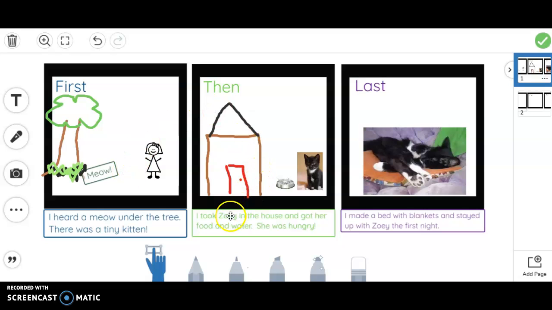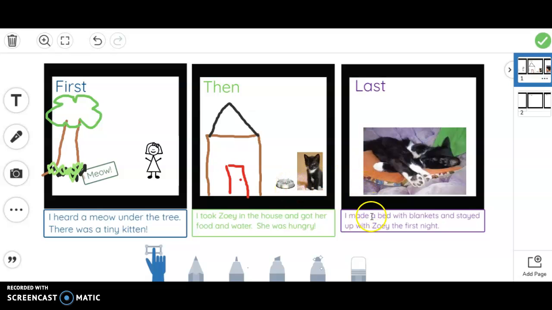Then I took Zoe in the house and got her food and water. She was hungry. At the time, I didn't even have cat food. My family didn't have cat food. And so she ate dog food. She ate some little animal crackers, anything that we could find right from the start as soon as we found her in the woods. Okay, so then I have my house. Here is Zoe, and I put the water there.